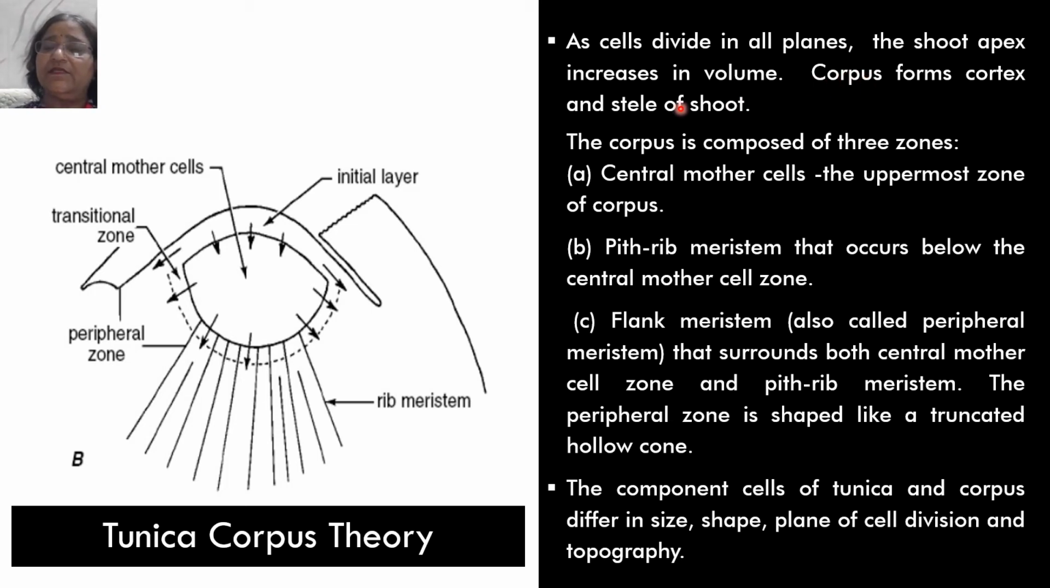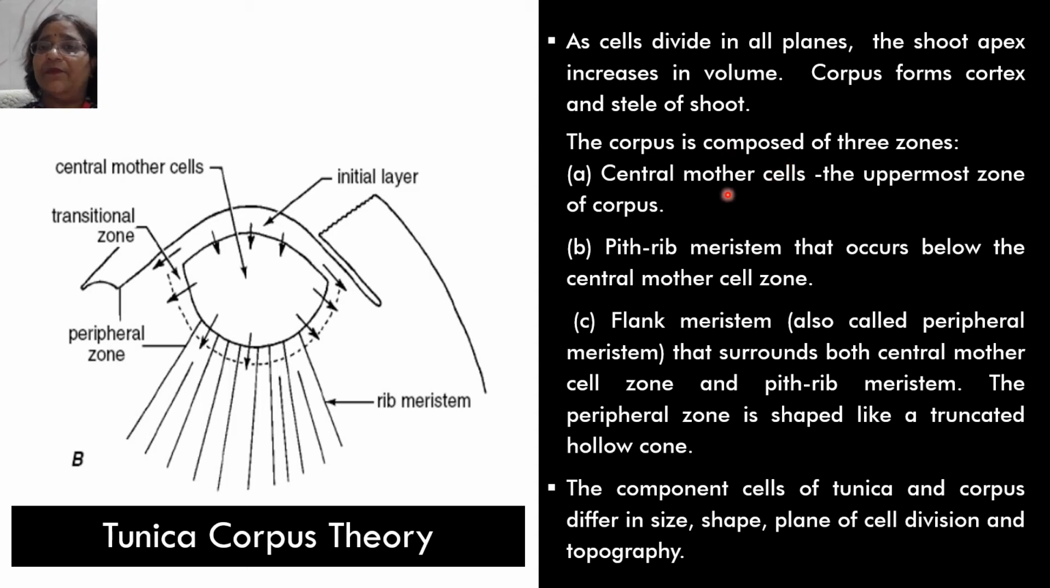In Hanstein's histogen theory, we have seen that the periblem produces the cortex and the plerome produces the stele. While in this theory, the corpus gives rise to the cortex and stele. So the confusion which was there in Hanstein's theory was resolved here.